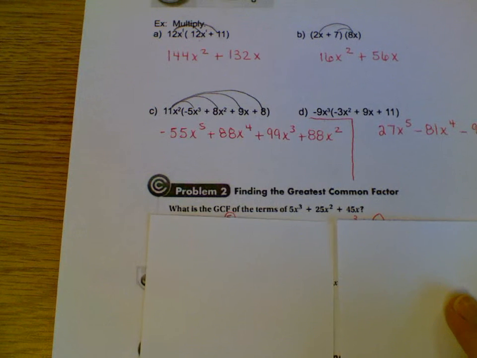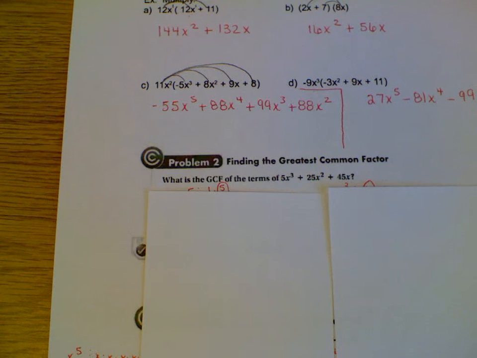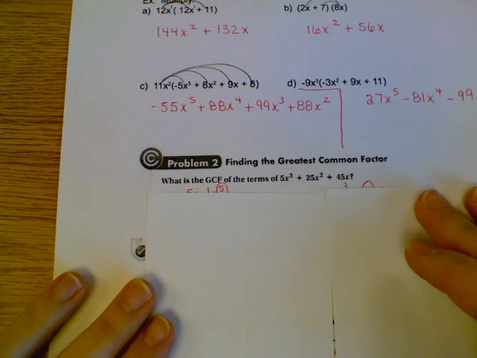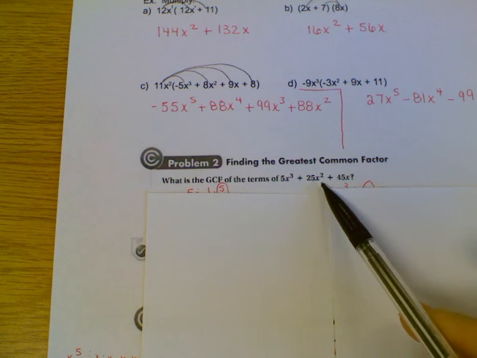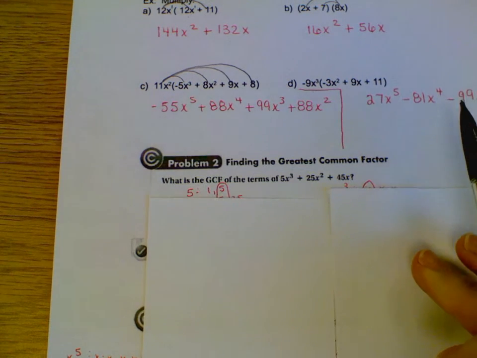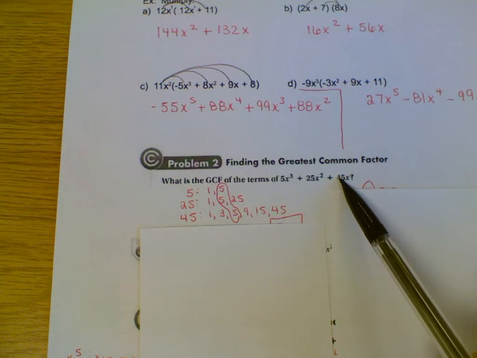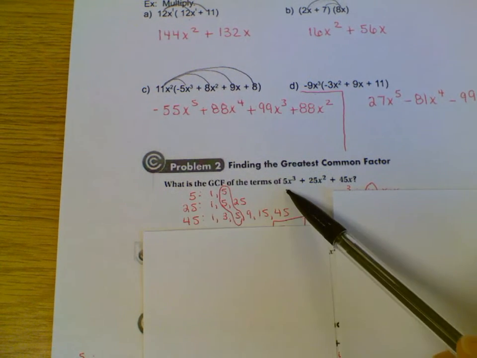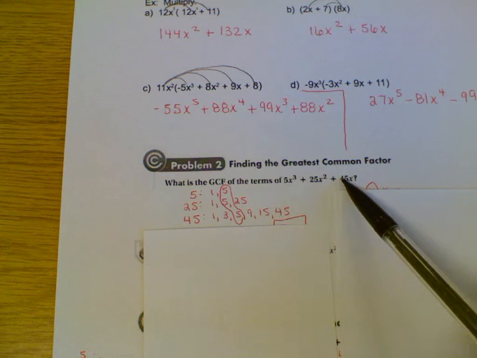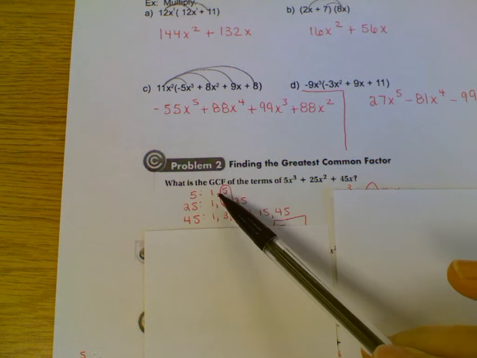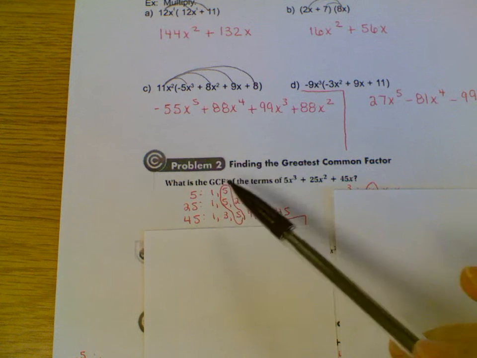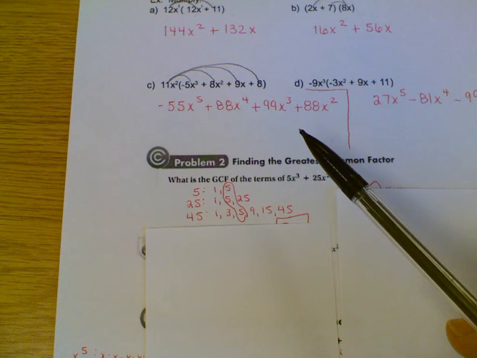So back in middle school, you practiced finding the greatest common factors of whole numbers. Well, now you're going to find greatest common factors of terms. So what you're going to do is, if this is my polynomial, 5x cubed plus 25x squared plus 45x, you're going to first find the greatest common factor of the numbers. So I wrote down all my coefficients, 5, 25, and 45. Then I listed their factors. So factors means what are all the numbers that would multiply to give you that.